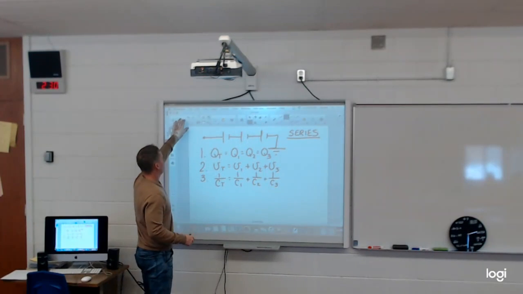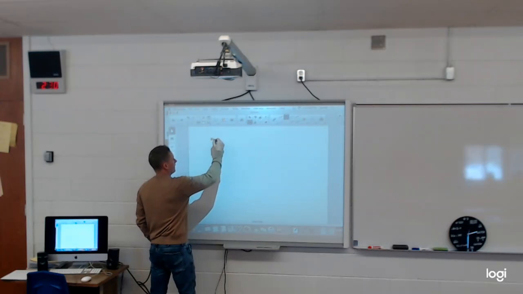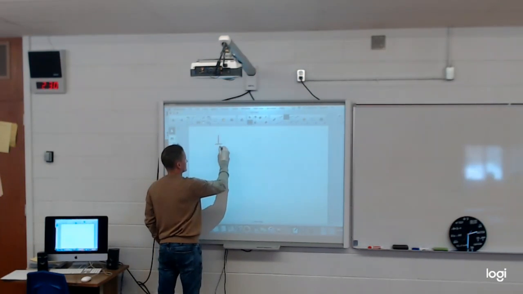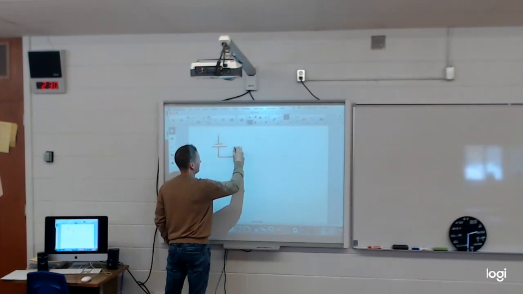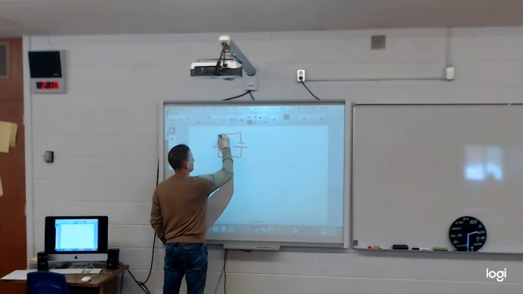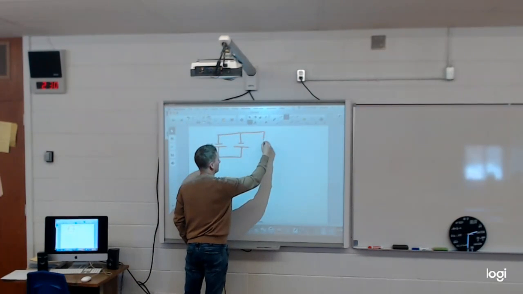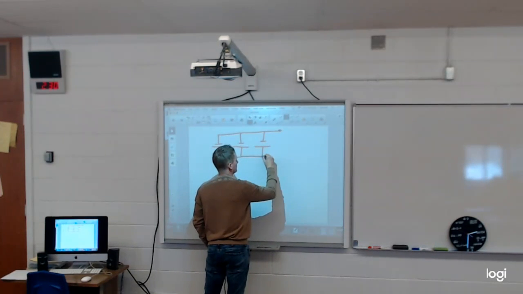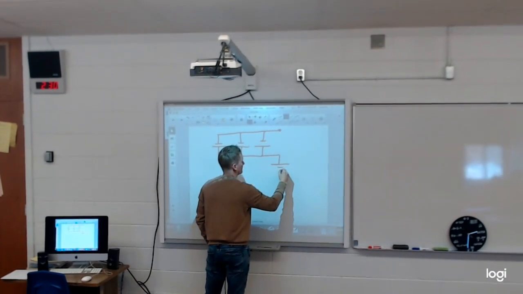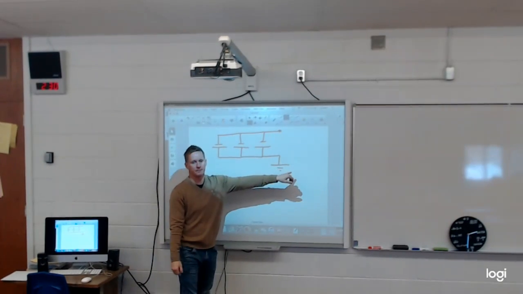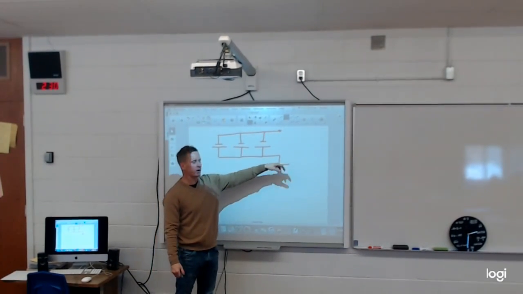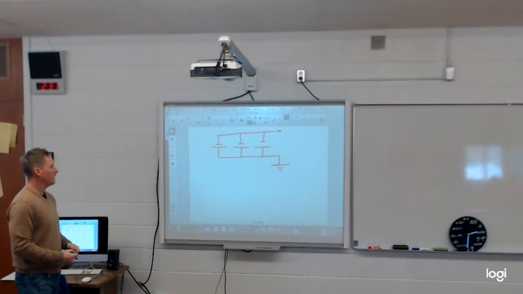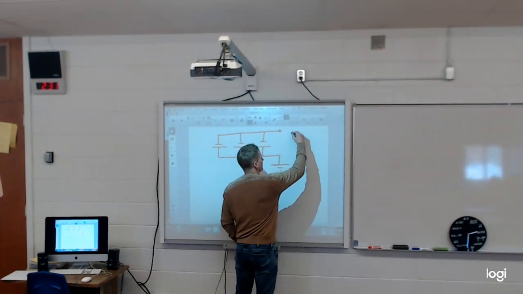Now, in parallel, it looks like this. This is what we refer to as the ground. That's where the electrons flow to. That's the ground for it. These are connected in parallel.